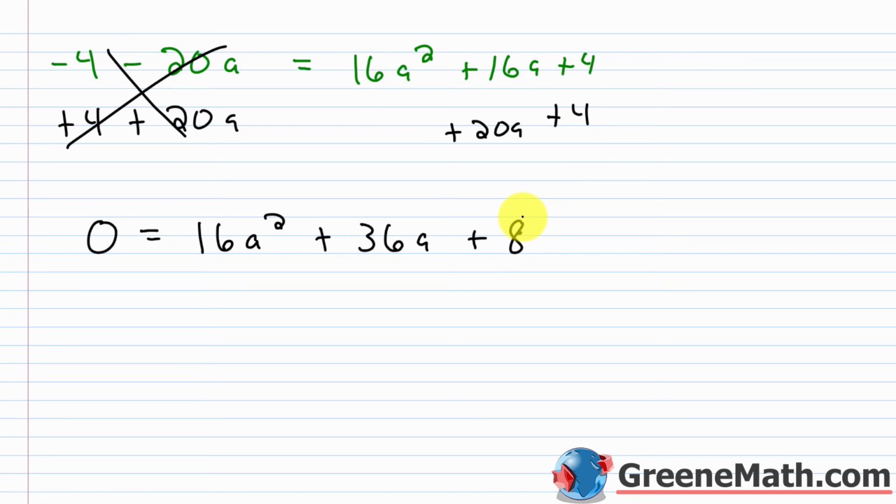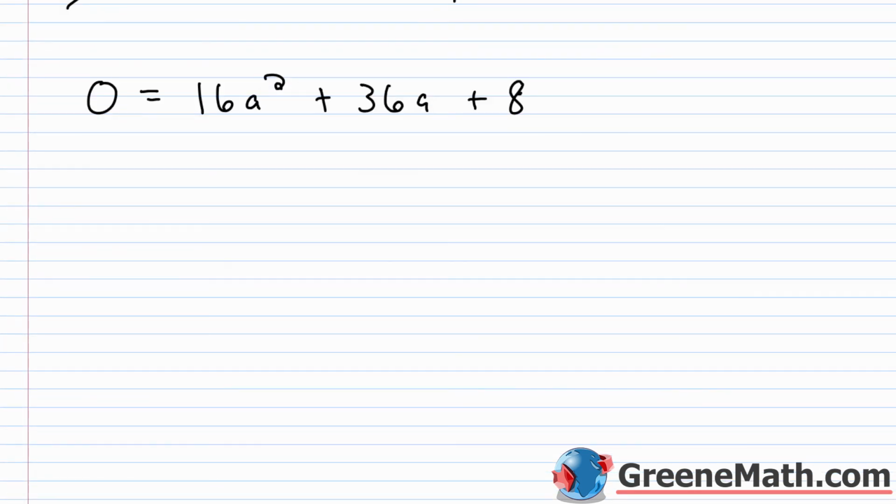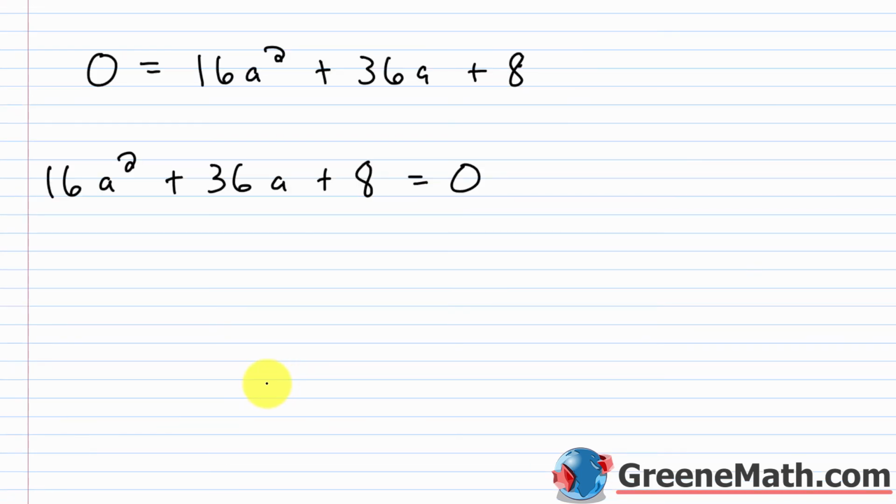And again, I like the 0 on the right side. It doesn't matter, it's just personal preference. So I'm going to rewrite this as 16a squared plus 36a plus 8 equals 0. Before I move forward, I notice that I can pull a 4 out of everything. So if I pull a 4 out, this would be 4 times (4a squared plus 9a plus 2), and this is equal to 0. To factor the inside here, I'm going to use factoring by grouping.